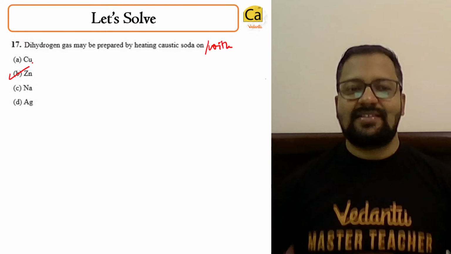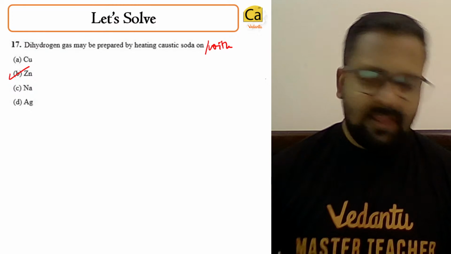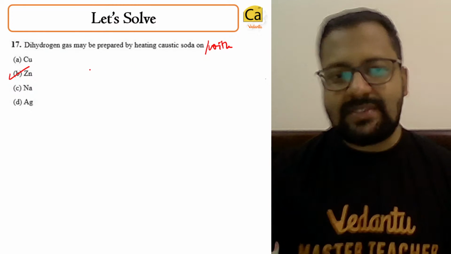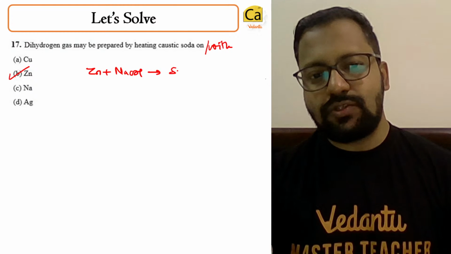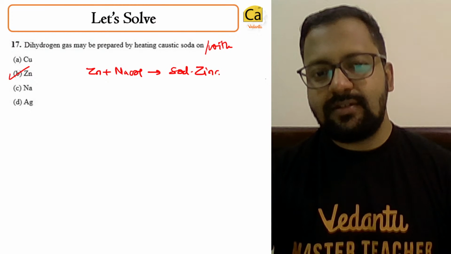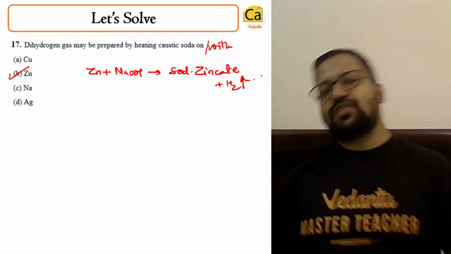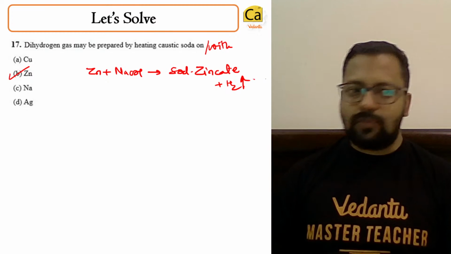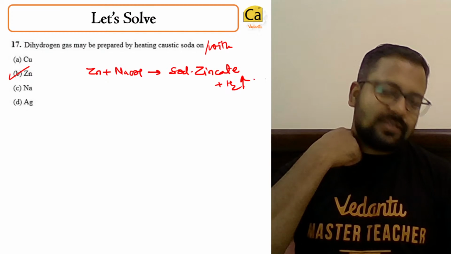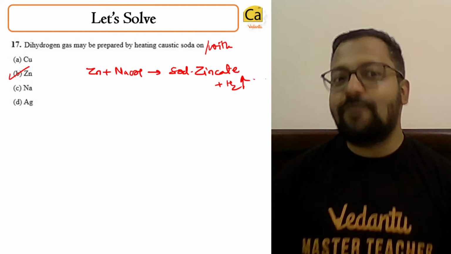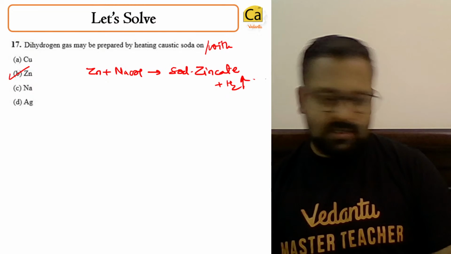The right answer is B, zinc. Zinc will form zincate. Zinc plus NaOH gives sodium zincate plus H2. Right? I had told you this earlier that all those metals which are capable of forming amphoteric oxides will also react with NaOH to give hydrogen.